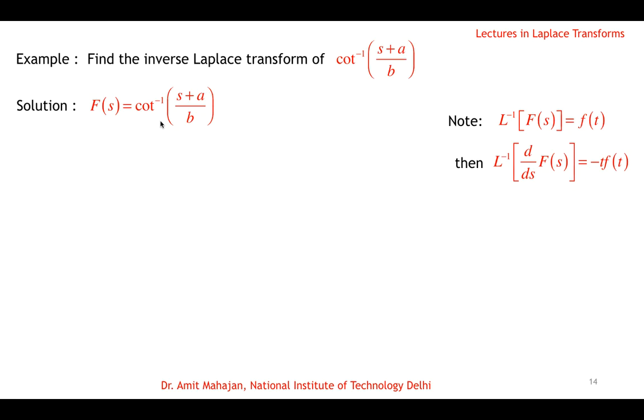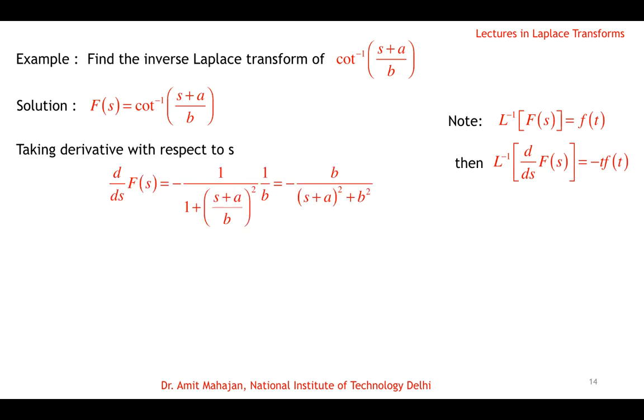Let us take the derivative on both sides of this equation with respect to s. So what we have is the derivative of F(s) on the left hand side, and the derivative of the cot inverse function, which you can calculate, is minus b over (s plus a) square plus b square. So you see that the derivative function is a polynomial by polynomial, and we can now use a property or partial fractions on this to find its Laplace inverse. Instead of finding the Laplace inverse directly from here, which is difficult to do, we can use the derivative to rewrite this function and then use the Laplace inverse on the derivative.